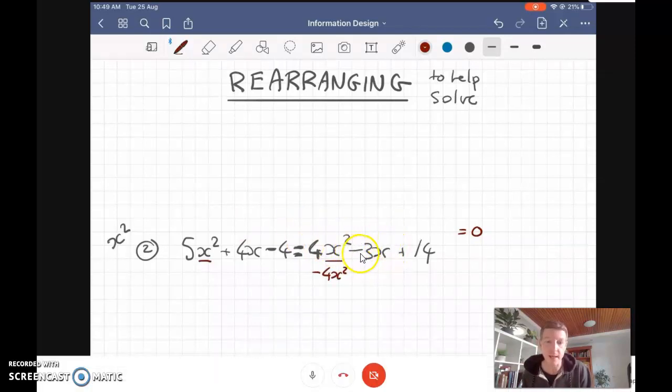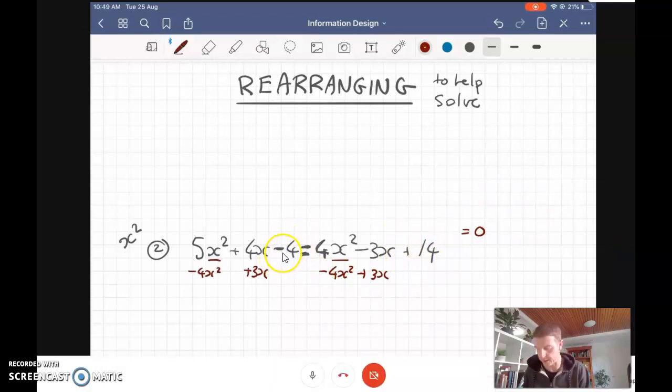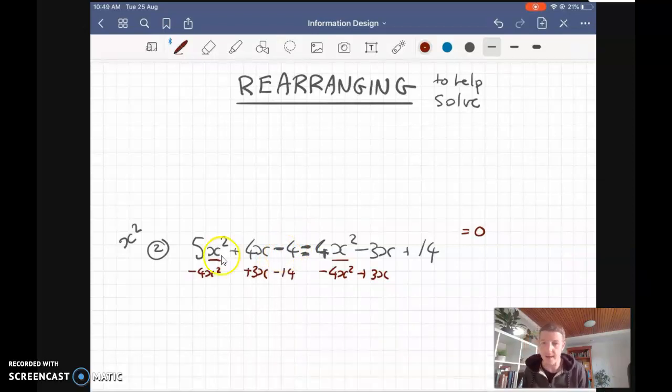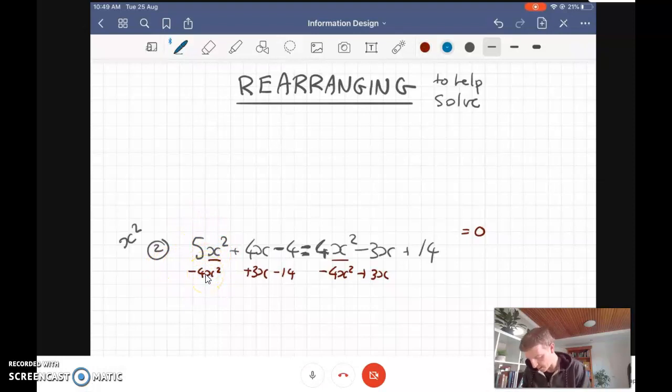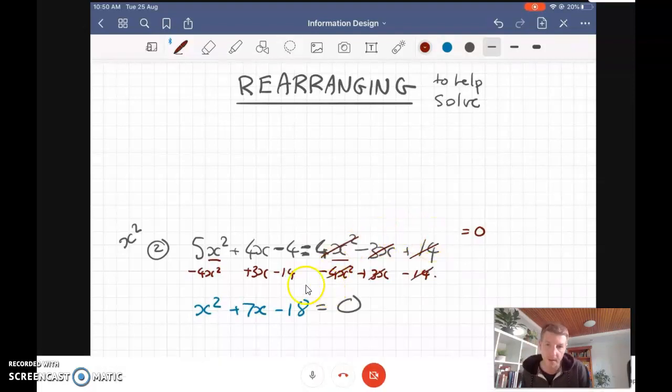With the negative 3x, I would do the opposite of that, so I would add 3x to both sides. Here I put minus 4x squared, and then I've got plus 14, so I'm going to take away 14 on this side, minus 14. If I go 5x squared take away 4x squared, I'm left with 1x squared. If I get my 4x and add on my 3x, I should get plus 7x. Then I've got my negative 4 minus 14, and I get minus 18. And all that is equal to 0, because the x's have been cancelled, and the x squareds have been cancelled. So I've essentially moved everything over from the right-hand side to the left-hand side.